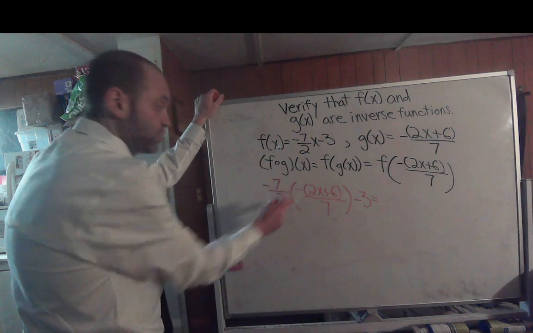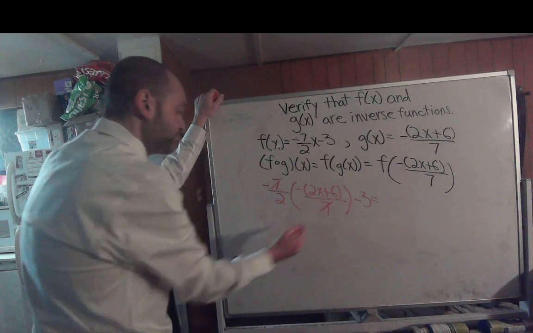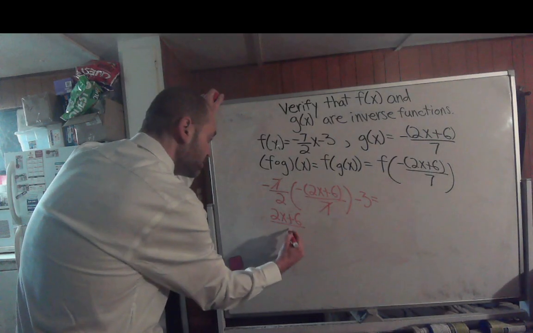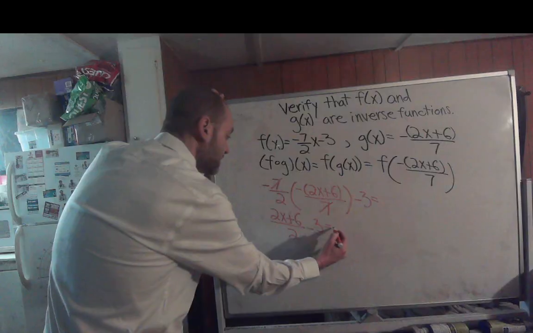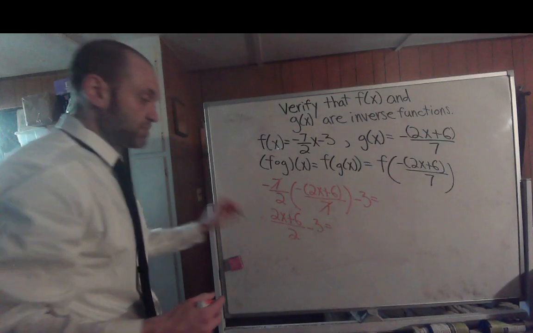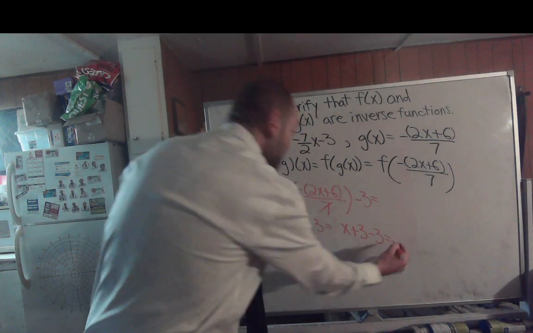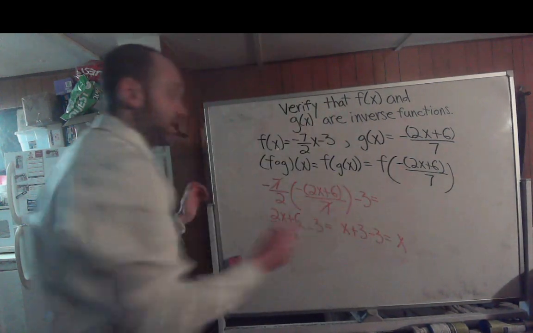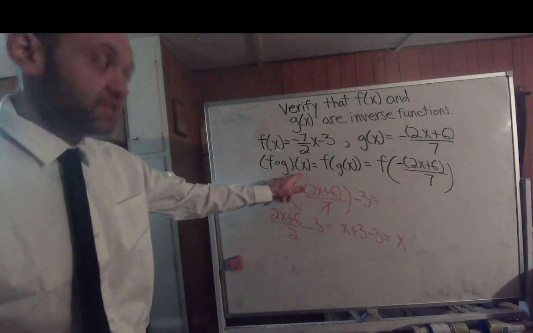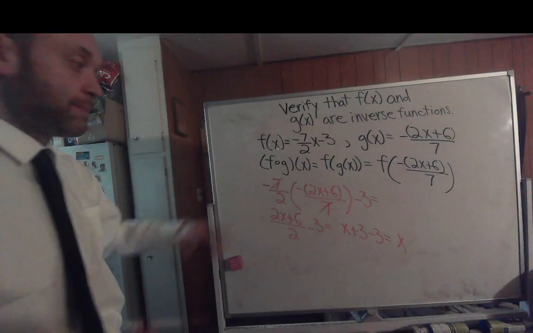Well, the negatives will cancel each other out because a negative times a negative is a positive. The 7s are gone. So you're literally left with 2x plus 6 over 2 minus 3. Now what does that equal? Well, in the numerator, you can divide both terms by 2. You would end up getting x plus 3 minus 3, which would just give you x. You get that magical value of x. And I promise you, if we did it the other way around, g of f of x, you would also get x. But you only have to verify one of the ways.